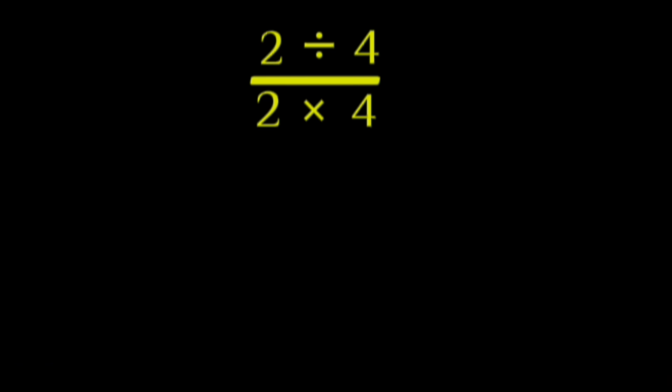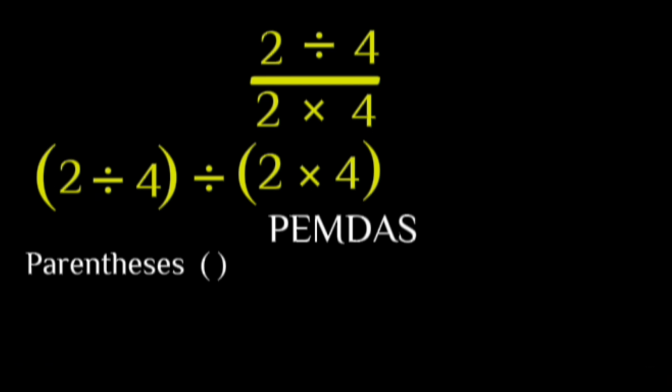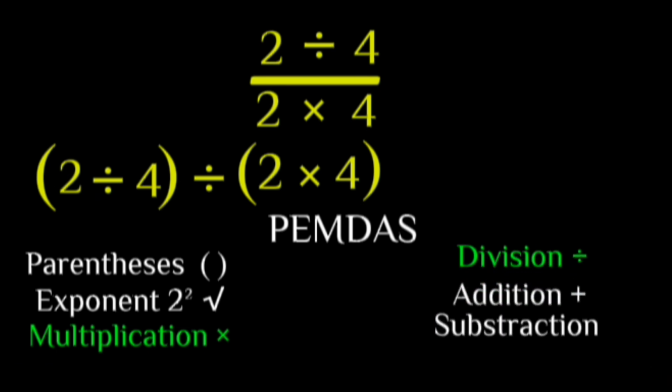Now, instead of writing it like that, we can rewrite it clearly using brackets. So we have open bracket 2 divided by 4, close bracket, then divided by open bracket 2 times 4, close bracket. Now, let's apply the order of operations, also known as PEMDAS. P stands for parentheses, E stands for exponents, M and D stand for multiplication and division, A and S stand for addition and subtraction. We always solve parentheses first, then exponents, then multiplication and division from left to right, and finally addition and subtraction from left to right.